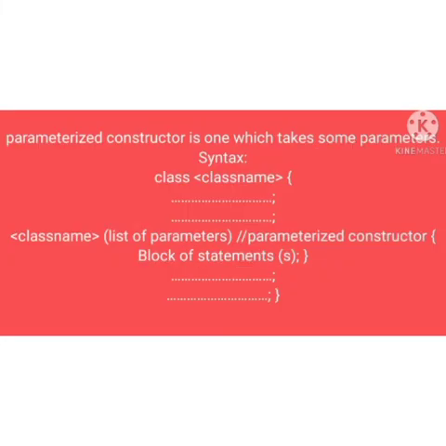A parameterized constructor is one which takes some parameters. Here the syntax is the class name, a list of parameters, and a block of statements. In a default constructor we do not take any parameter, but in a parameterized constructor we take parameters.